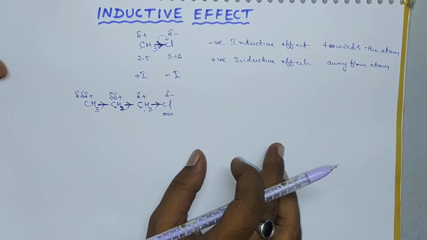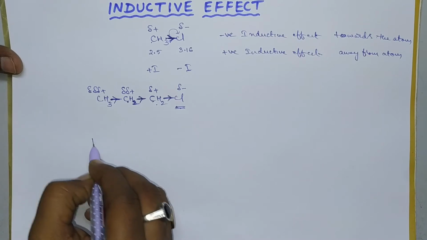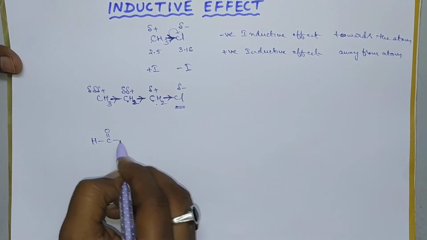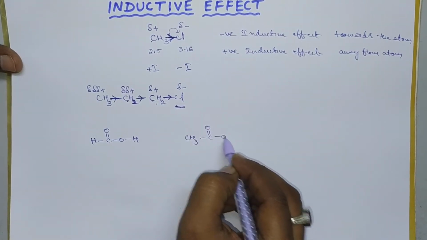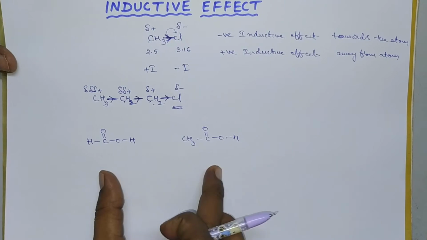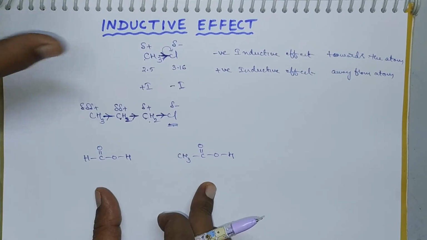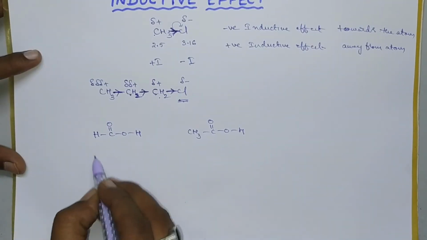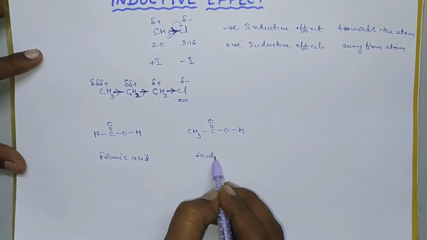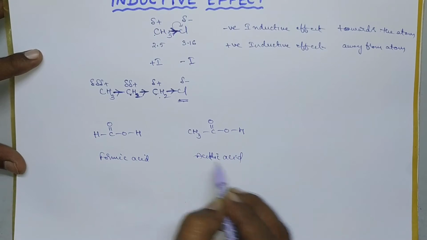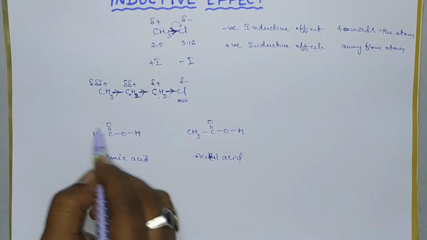Okay, so now let us check the acidic character of carboxylic acids. Suppose you take the first member of carboxylic acid, HCOOH, and the second member, CH3COOH. Now we have to check which one is more acidic. So by using this inductive effect we can predict which acid is more acidic. So this is formic acid, this is acetic acid. So in between these two, here CH3 is there, here H is there.